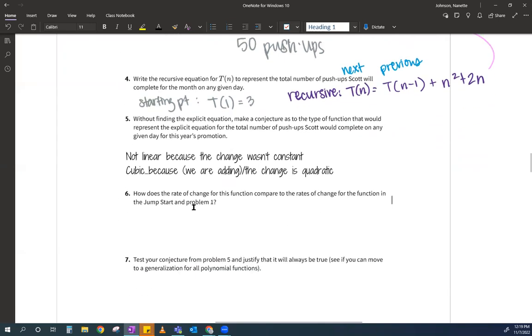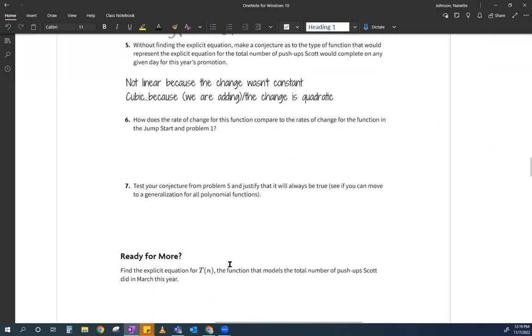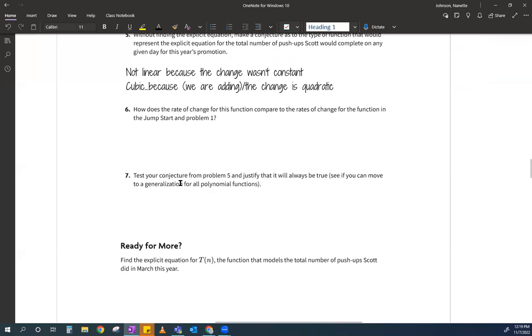Okay, so let's continue. How does the rate of change for this function compare to the rates of change of the function in Jumpstart and problem 1? We just talked about that. And then test your conjecture for problem 5 and justify that it will always be true if you can, to move to a generalization of polynomial functions.